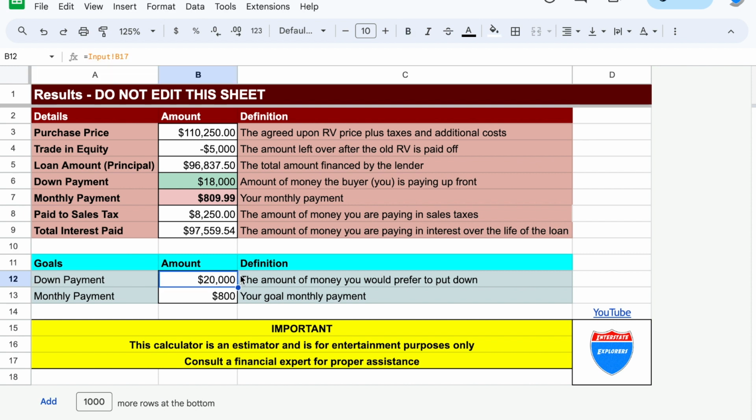Now, down here, this has our goals, which is just the same as the sheet before, just reminding us that our down payment is $20,000. Our monthly payment goal is $800 to get it less than that, and this is just slightly over, which is why it's highlighted in red.